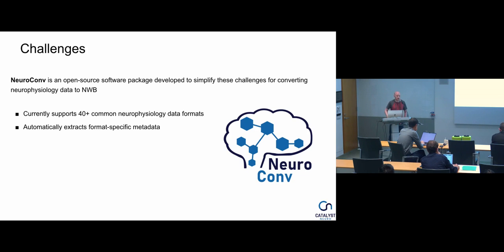Another big feature of NeuroConv is it automatically extracts format-specific metadata. Different acquisition systems dump various header files that contain all kinds of rich information about parameters that normally you would have to dig through manually, parse yourself, and then figure out where it goes in NWB. NeuroConv handles all of that for you.